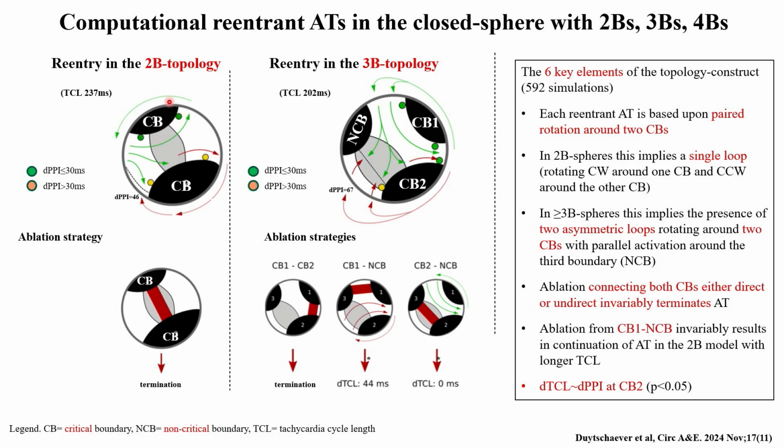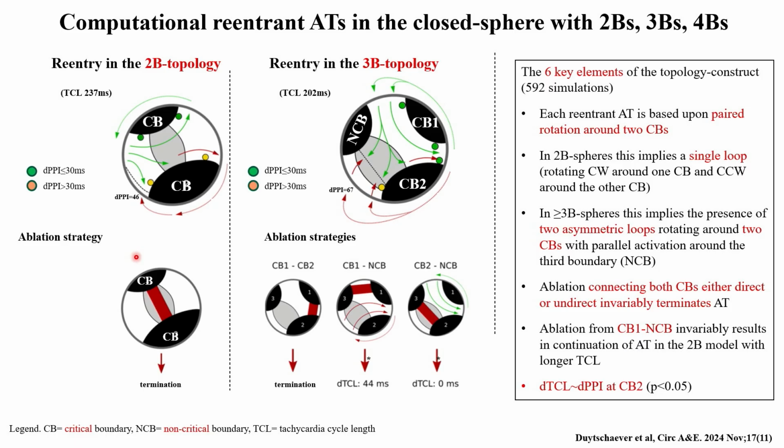If you have a sphere with 2 boundaries, you will have a single loop. It will rotate around one boundary, and you will have a counter rotation around the other boundary, but at the end you have a single loop. Think about a flutter where the crista terminalis is blocked and you go around the tricuspid valve. The nice thing about this 2B atria, that's how we call them, 2B topology, whatever you do from an ablation perspective, if you connect both boundaries, wherever in the atrium, you will have termination.